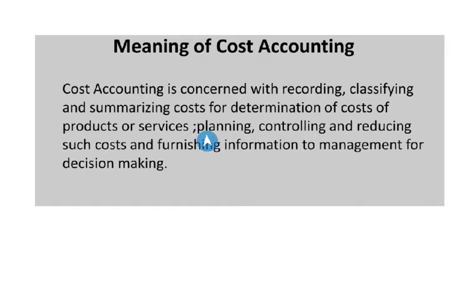Then we need to plan ahead. We need to control our costs and reduce such cost and furnish information to management for decision making. So we have recording, classifying and summarizing cost because we want to determine the cost for products and services. Then we need to plan, control and reduce cost if necessary, and then to communicate this information to management for their decision making. So this is in a nutshell the meaning of cost accounting.